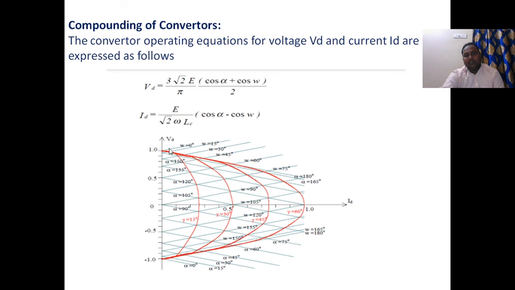These are the voltage versus current characteristics. Whenever the extinction angle gamma is 15 degrees in the first mode, 30 degrees in the second, 45 in the next, and 60 degrees in the next. So this is the characteristic diagram of converters. Please observe carefully: the characteristics are drawn between Vd versus Id.